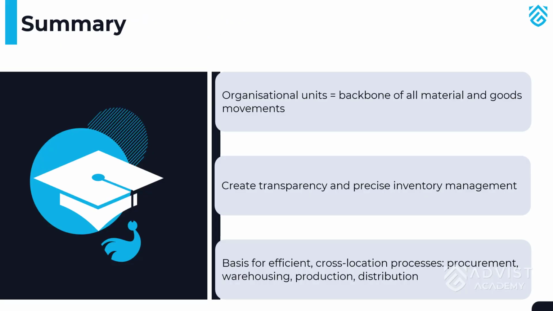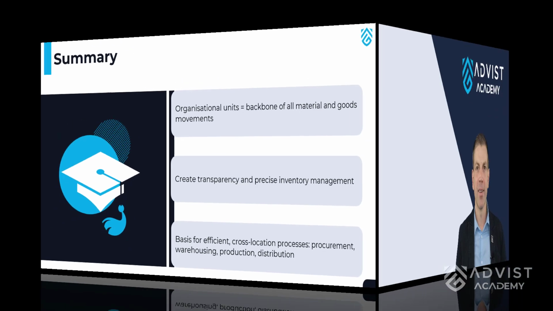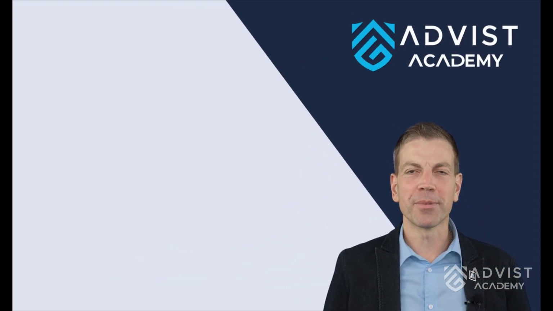In summary, the organizational units of logistics form the backbone of all material and goods movements in the SAP system. They create transparency, enable precise inventory management, and form the basis for efficient cross-location processes in procurement, warehousing, production, and sales.